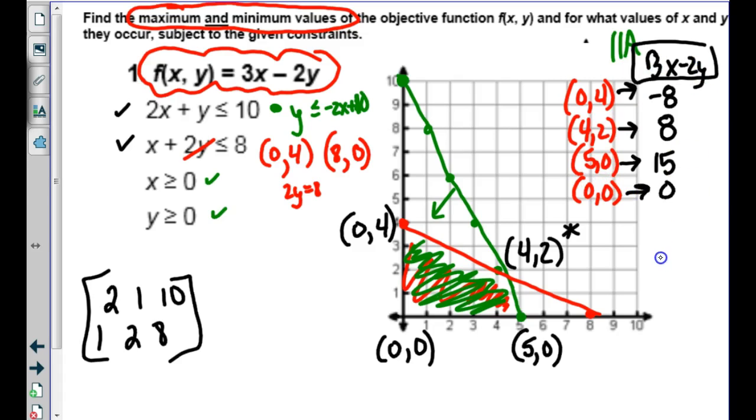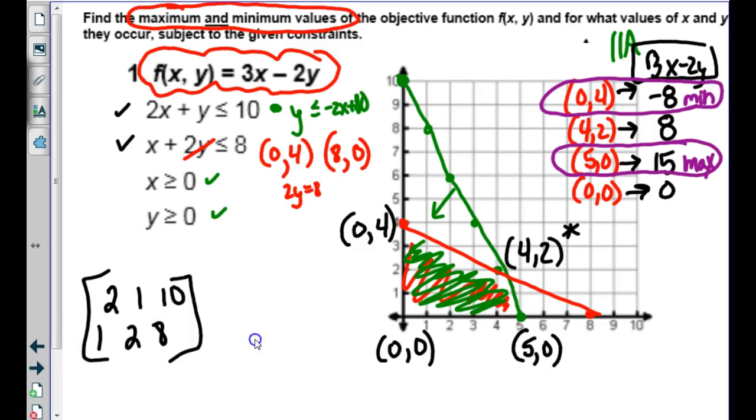Okay, where was the maximum? At (5, 0), we had a maximum of 15. And it also asked us to find the minimum. Where was the minimum? It wasn't (0, 0), it was actually (0, 4) because we'd be in the hole at negative 8. You would interpret them if it was a word problem, but no, that's it.